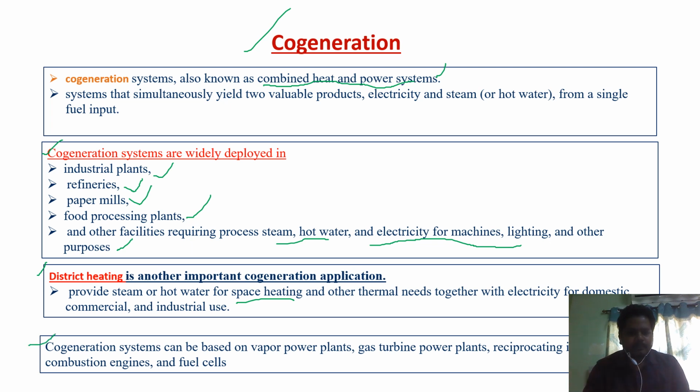Cogeneration systems can be based on vapor power plant, gas turbine power plant, reciprocating internal combustion engines, and fuel cells. Okay, so this is about cogeneration. Cogeneration, known as combined heat and power, produces electricity and heat simultaneously from a single fuel unit. That is known as cogeneration.